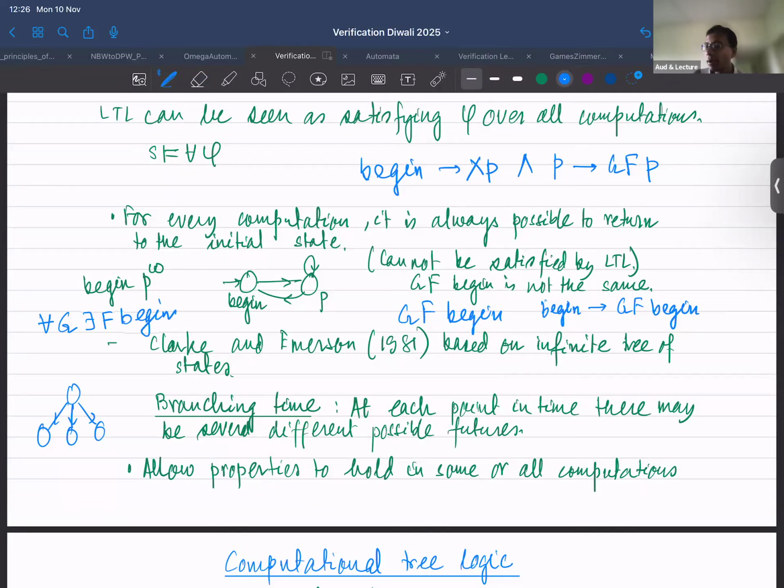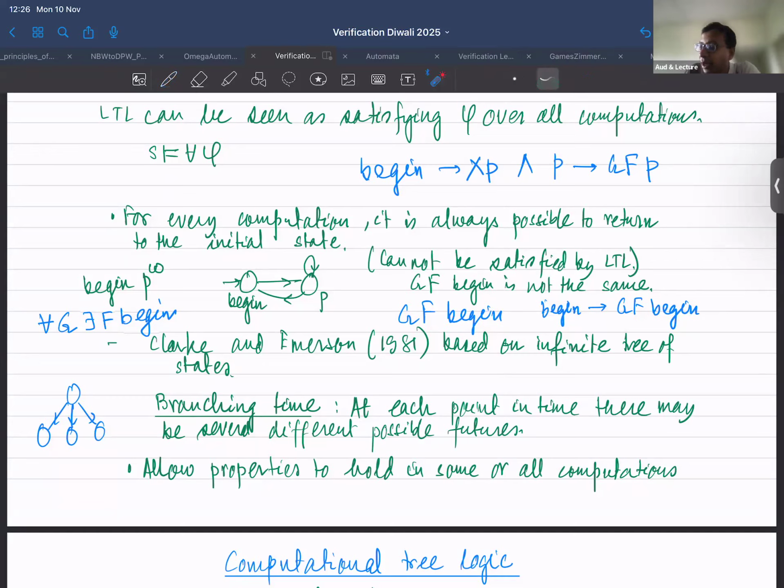Okay. Along all paths, it is always the case that there exists a path such that eventually I can reach begin. Clear? Okay. Along all paths, it is always the case.